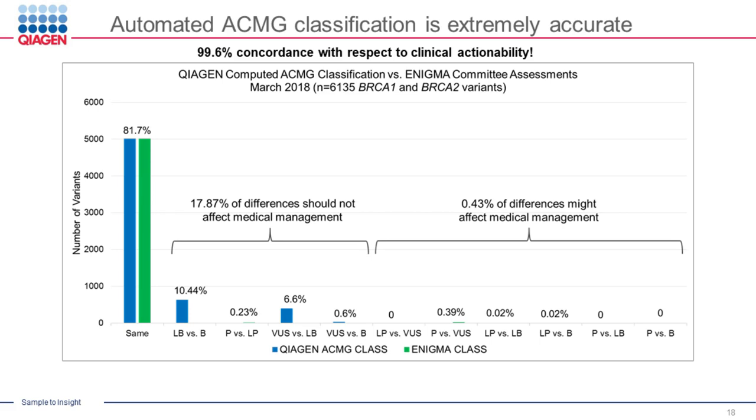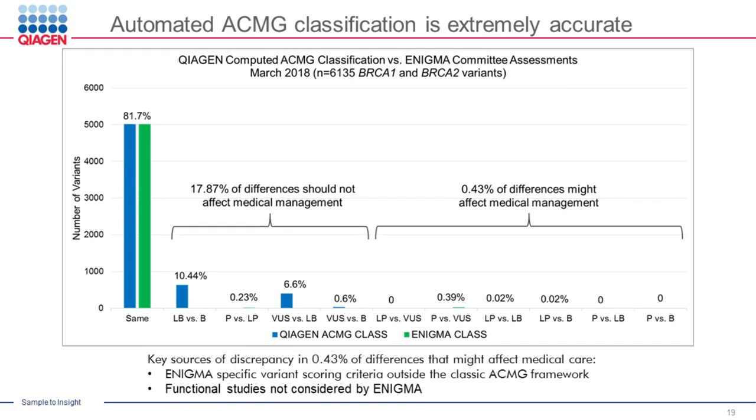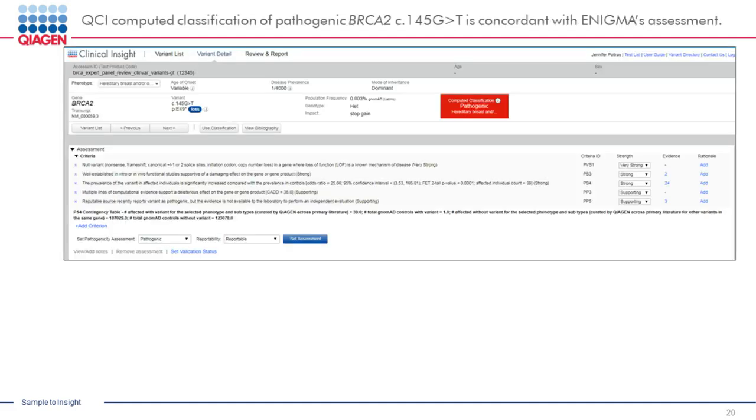So now we can also look at, on the right, this very small percentage, 0.43% of differences that might affect medical management. The key sources of those discrepancies fall into a couple of different categories. So one is the Enigma-specific variant scoring criteria outside the classic ACMG framework. For example, there are pieces of information or data like posterior probability that are not part of the ACMG framework that Enigma does use. So the algorithm doesn't have control over that because they're using information outside the framework. Additionally, there are some functional studies that were not considered by Enigma, and we'll go through an example where we highlight that in a second.